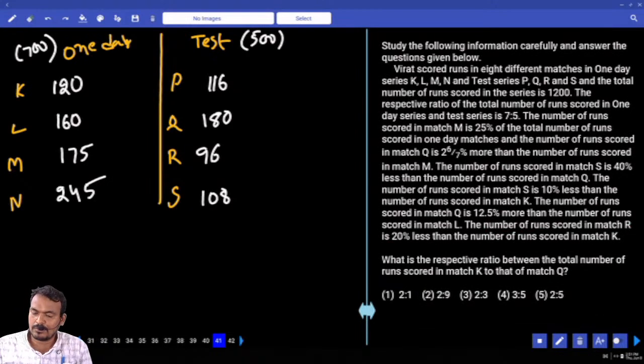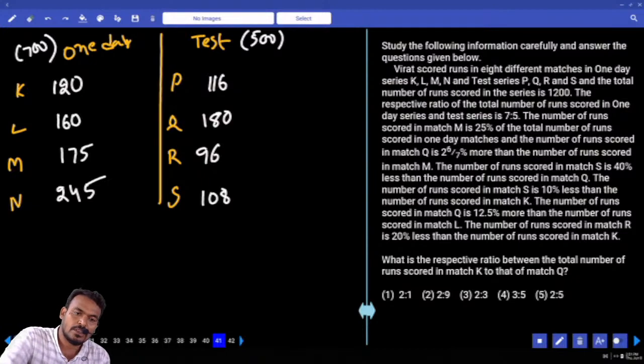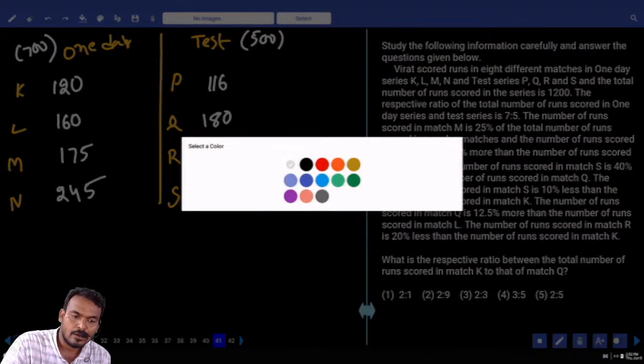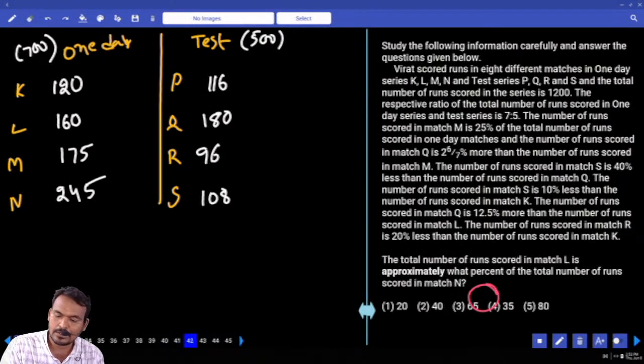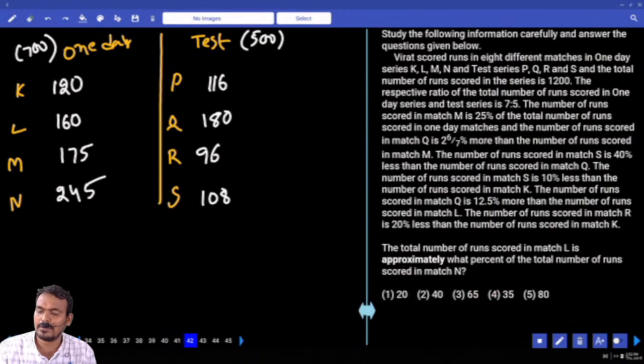What is the first question? What is the ratio between the total number of runs scored in match K to that of match Q? What is the K value? 120. What is the Q value? 180. What is the ratio? 2:3.